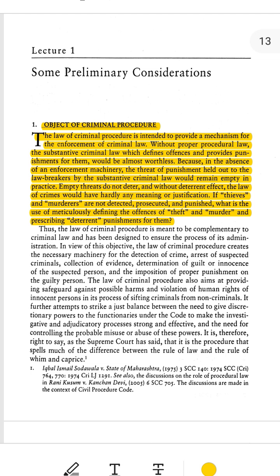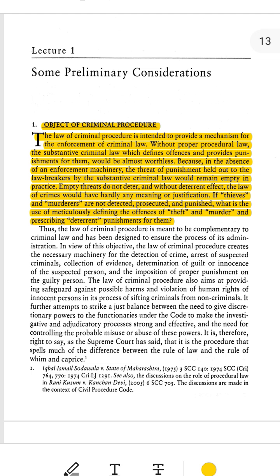It tells us how to find the person who broke the law, how to prove in court that they did something wrong, how to punish them fairly. Without this process, the laws would just be empty words. People could break the law and not get caught. Even if the police catch someone, they wouldn't know what to do next.